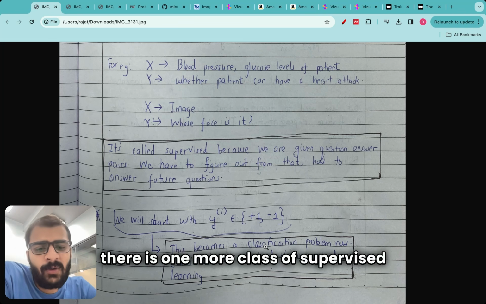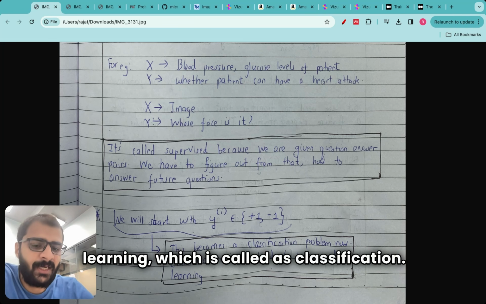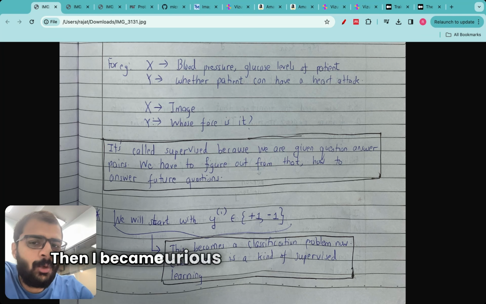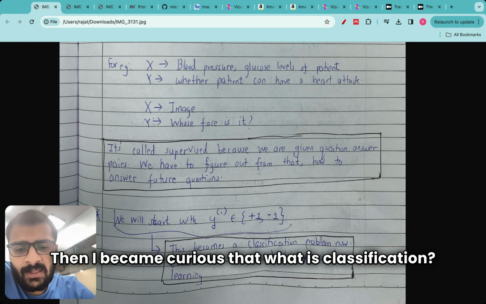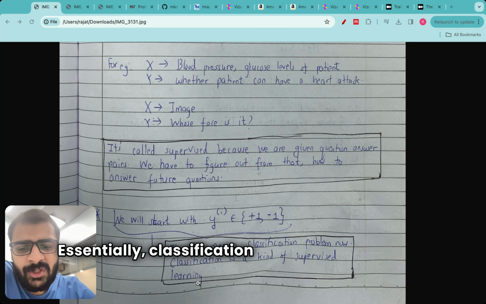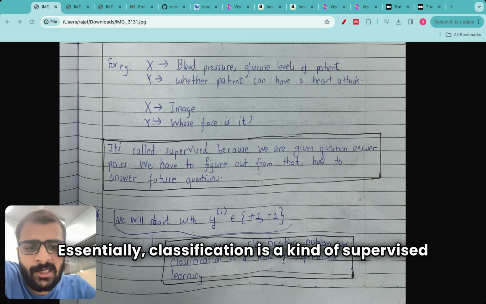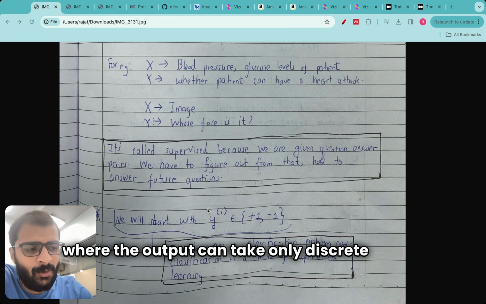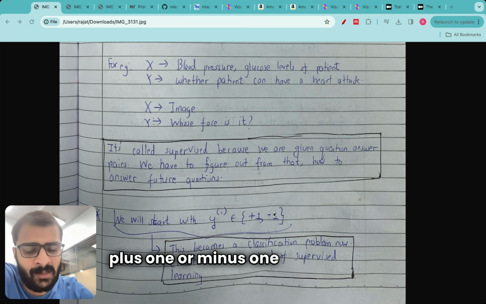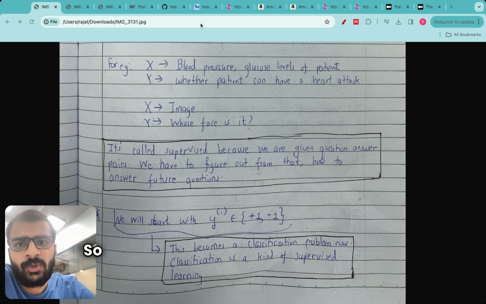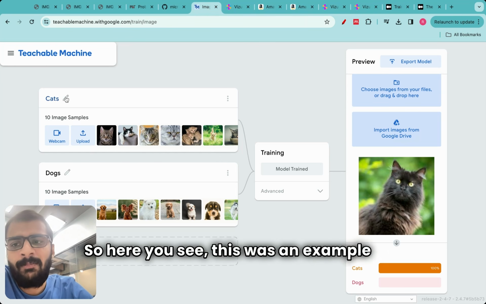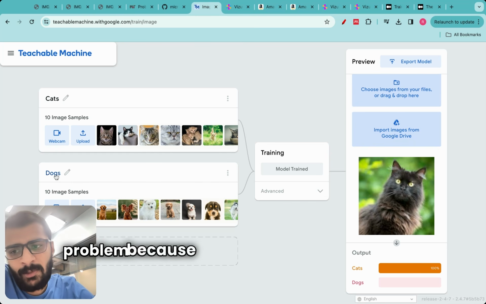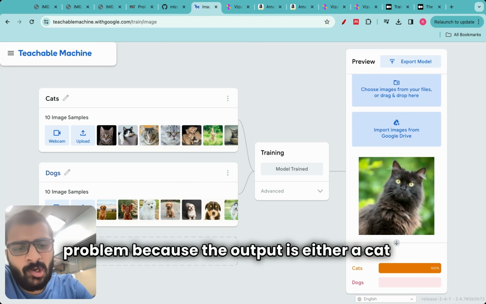Then, when I explored supervised learning from the MIT's course further, I recognized that there is one more class of supervised learning which is called classification. Then I became curious, what is classification? Essentially, classification is a kind of supervised learning problem where the output can take only discrete values, like plus 1 or minus 1, cat or a dog. So here you see, this was an example of a classification problem because the output is either a cat or a dog.